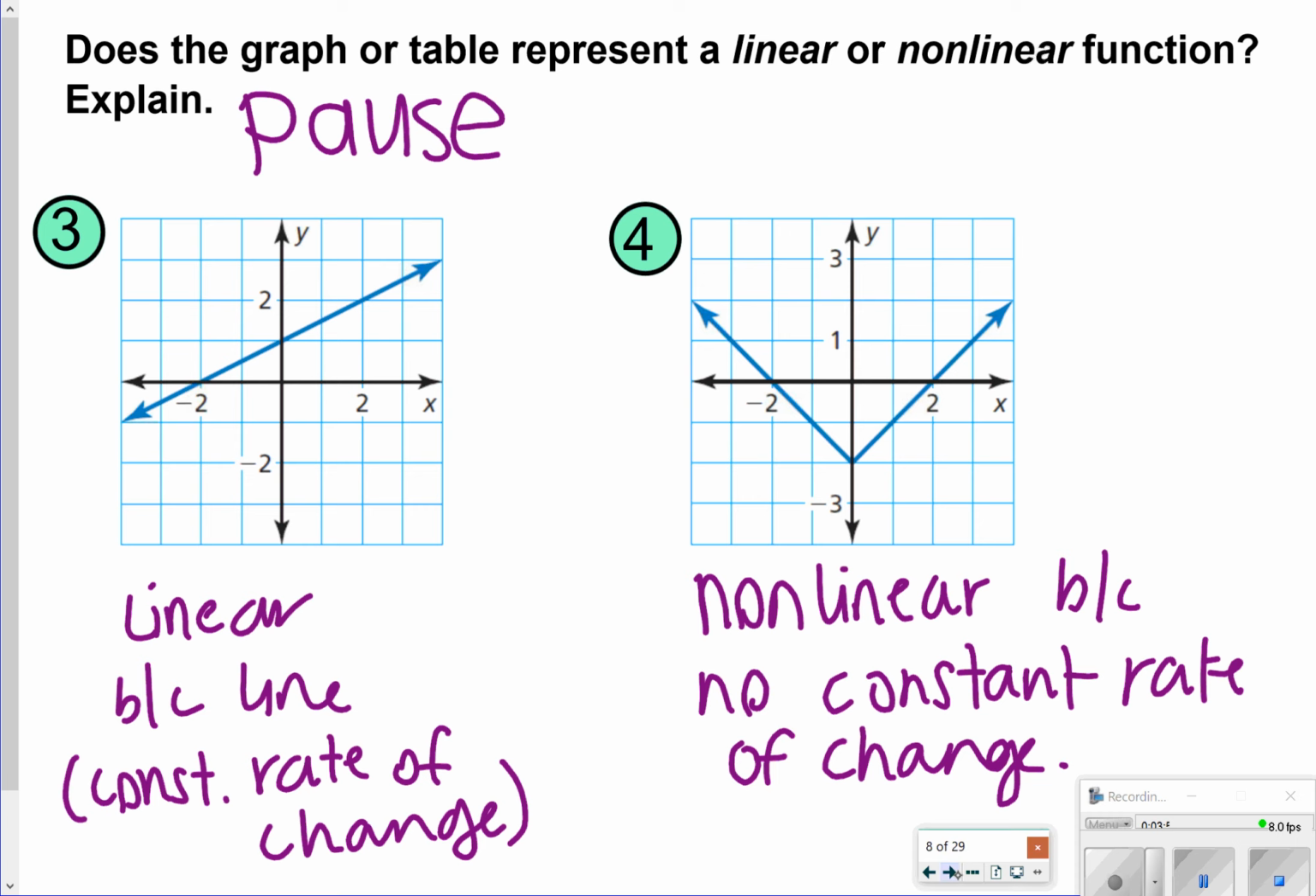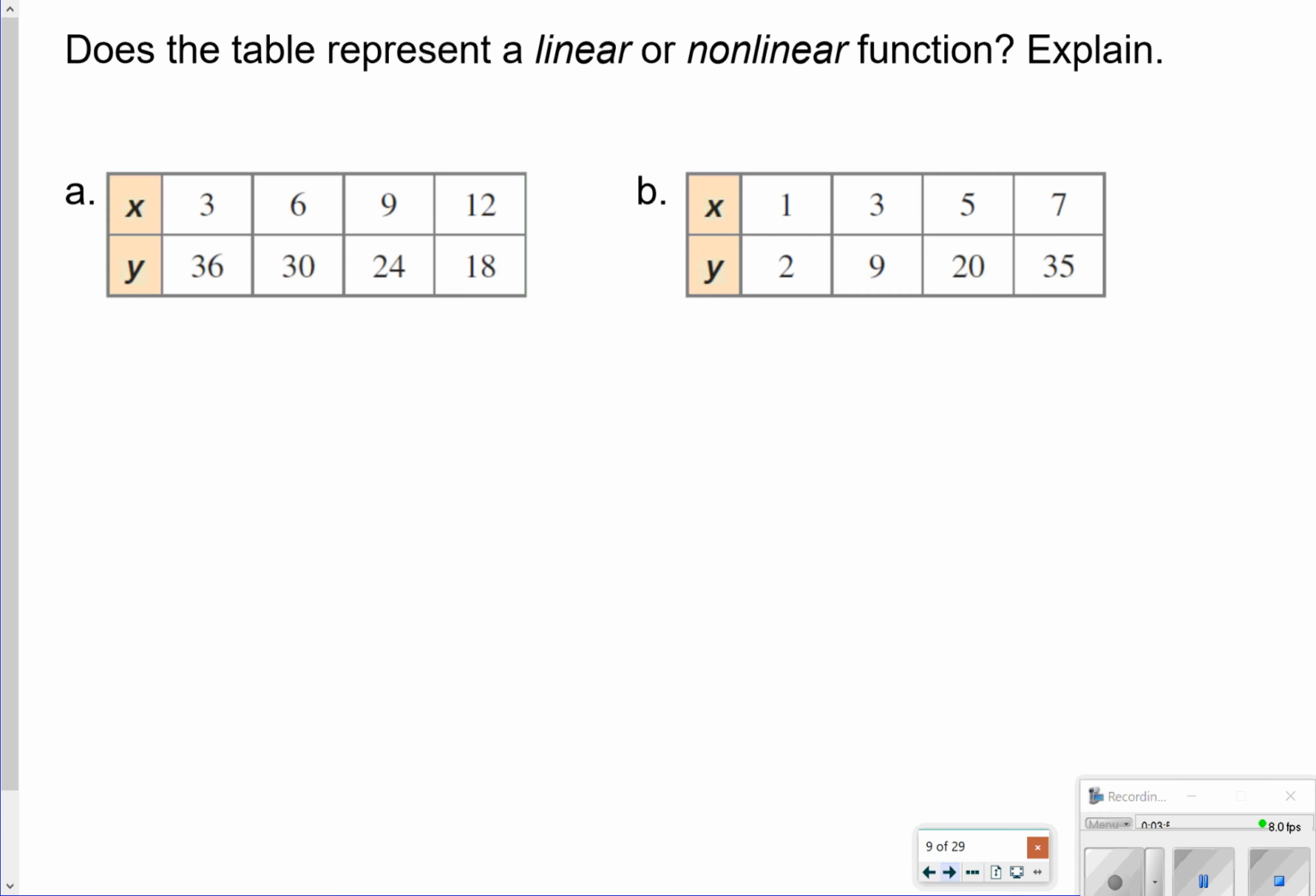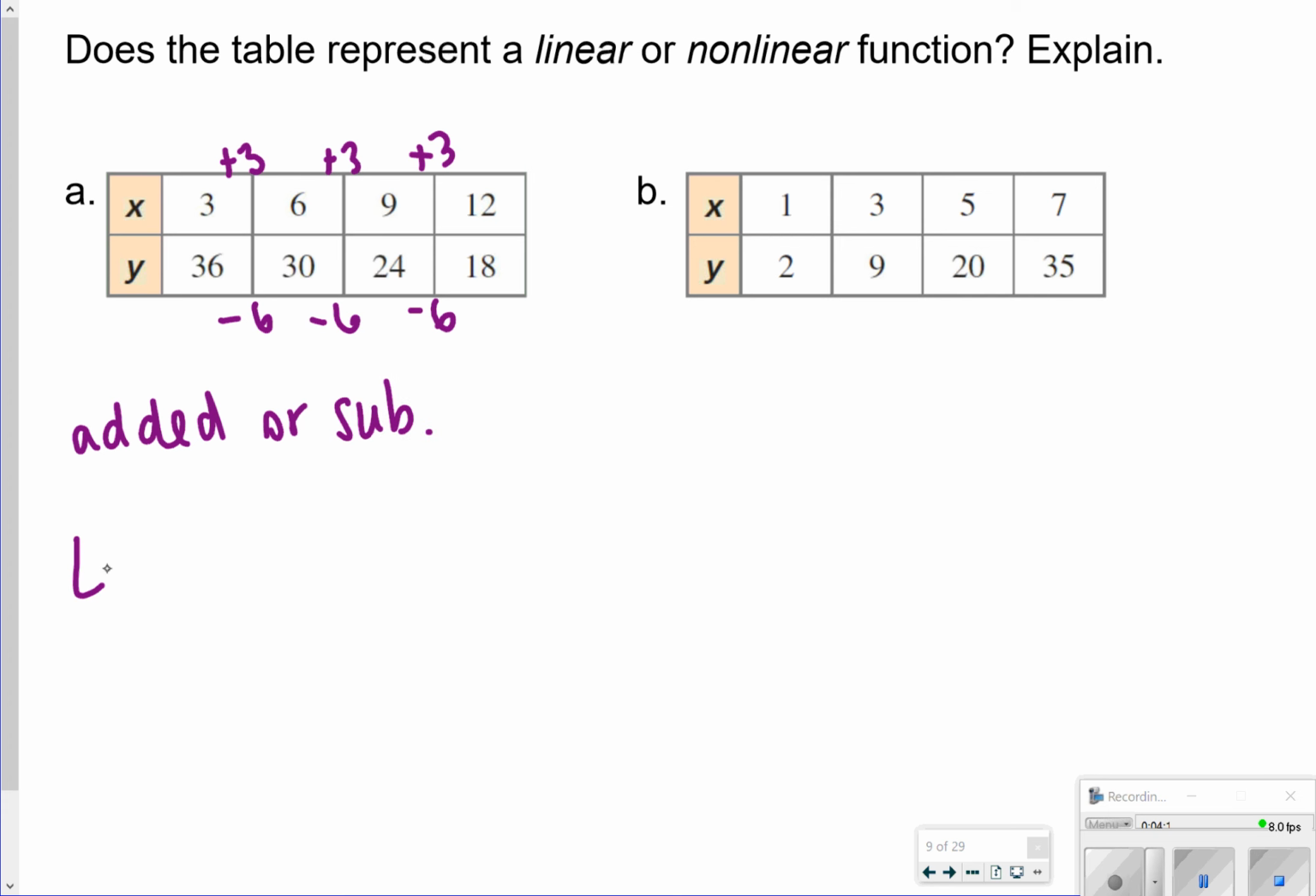Okay. The next part we're going to look at is when we're looking at a table. Okay. So this table here, we can look to see that it's growing by +3 on the top, and it's decreasing by -6 on the bottom. So each one is being added or subtracted consistently. So we're going to say that letter A is linear because it's consistently a constant rate of change.